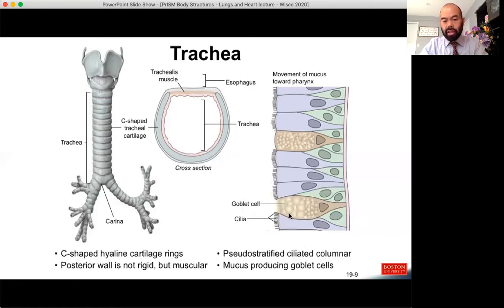Notice that we also have goblet cells in that epithelium, and those goblet cells are important for producing mucus, which helps trap that particulate matter as well, and enables the cilia to move a mass movement of material towards the pharynx. One of the things to note also is that the posterior wall of the trachea is not solid, but it's a muscular structure. So this trachealis muscle has the ability to somewhat close the airway, but it's really more to provide stabilization and allow the cartilages to be taut without expanding too much.